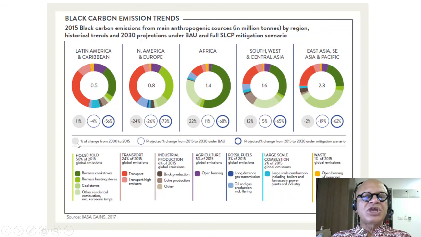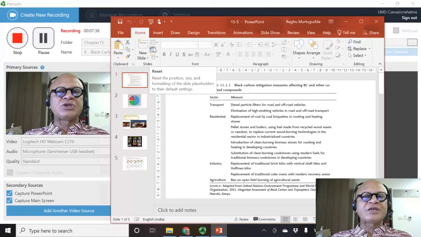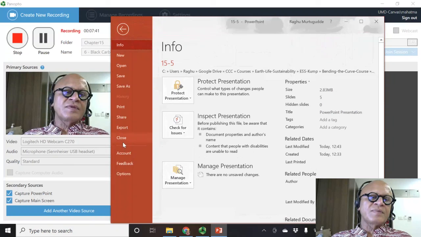But you can see that the percentage change from 2000 to 2015 is positive here, negative in North America and Europe, which is good news. Africa has positive, and these places have positive 12%, whereas East Asia, Southeast Asia, and Pacific have minus 2%. Okay, so kind of a mixed message, but it's clear that the reductions by 2030 compared to business as usual from 2015 to 2030 can be substantial if full-scale SLCP mitigation measures are taken into action. Okay, that's what we want, right?